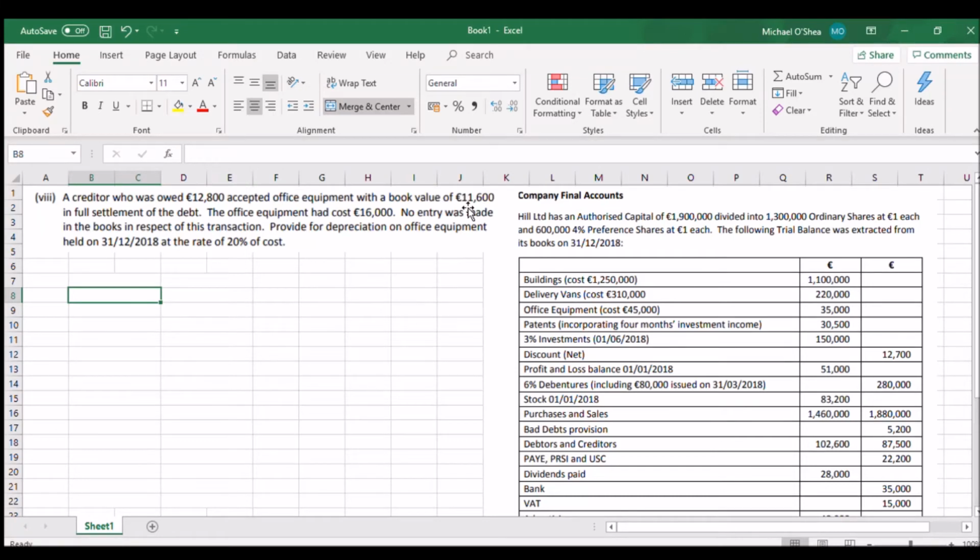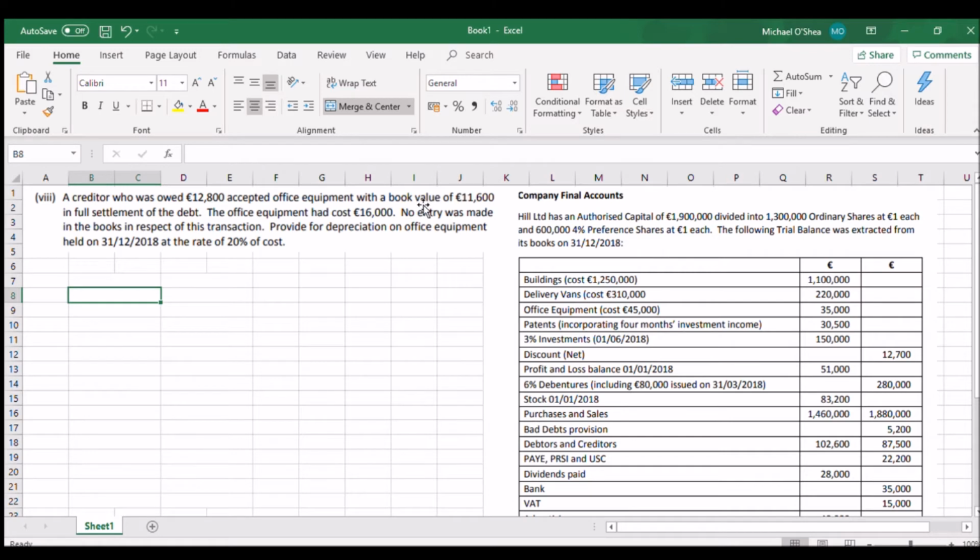This is the 2019 pre-paper. It's a company accounts question, Hill Limited, and this is the 8th adjustment. In this adjustment we have a creditor who was owed 12,800, accepting office equipment with a book value of 11,600. So we'll get to that straight away.